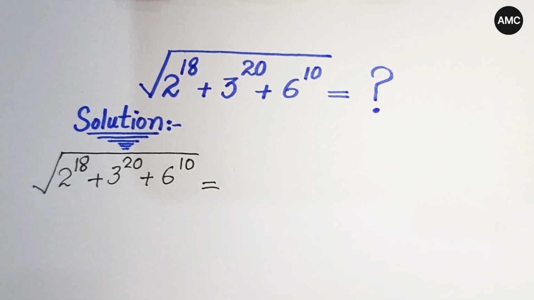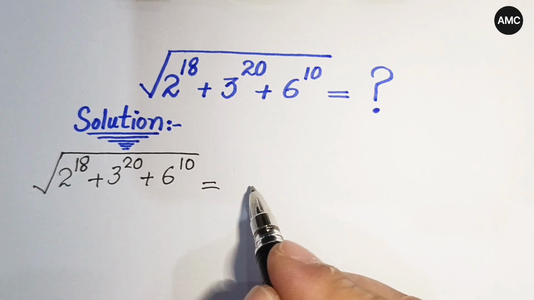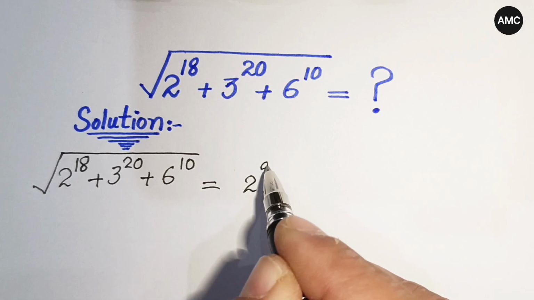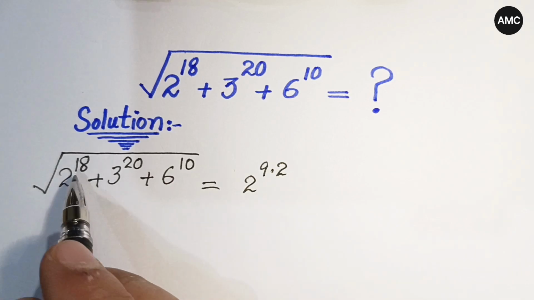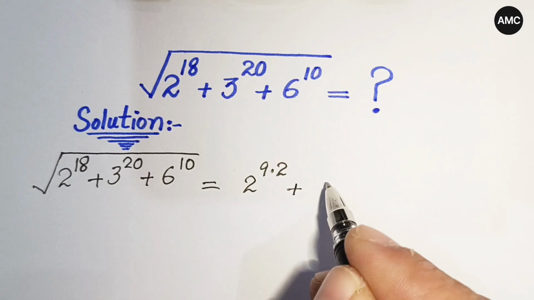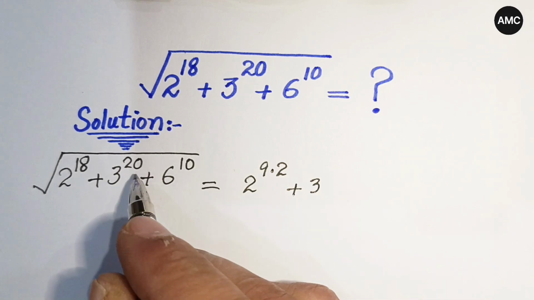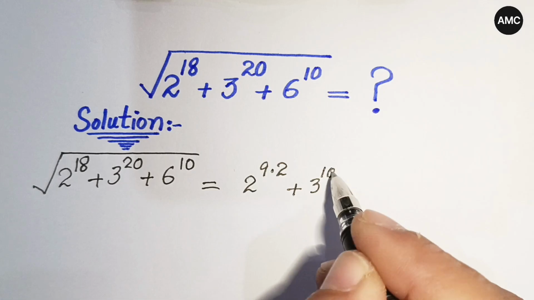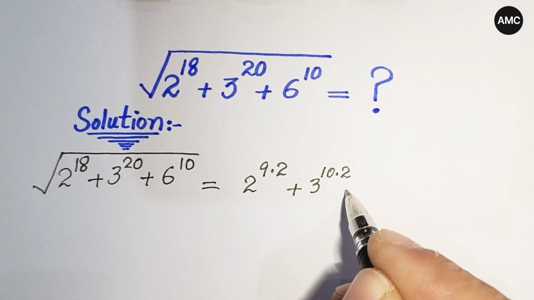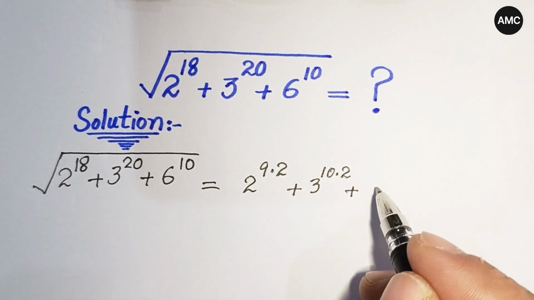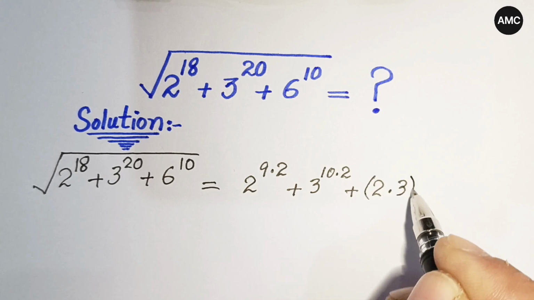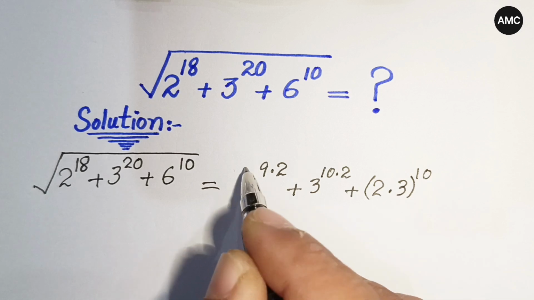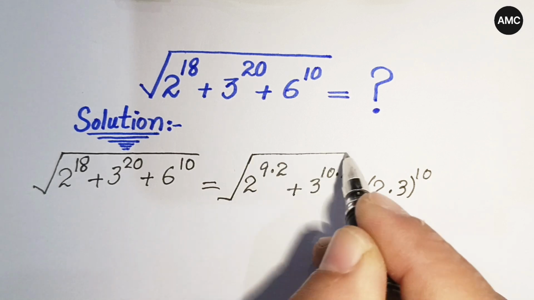is equal to. Now this 2 to the power 18 can also be written as 2 to the power 9 times 2, since 9 times 2 is equal to 18. And similarly, this 3 to the power 20 can be written as 10 times 2. Plus this 6 is actually the product of 2 and 3, so 2 times 3 whole to the power 10, whole square root.